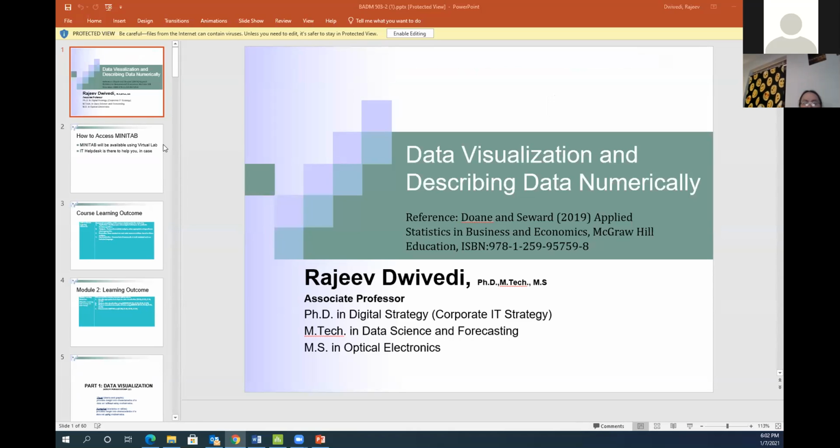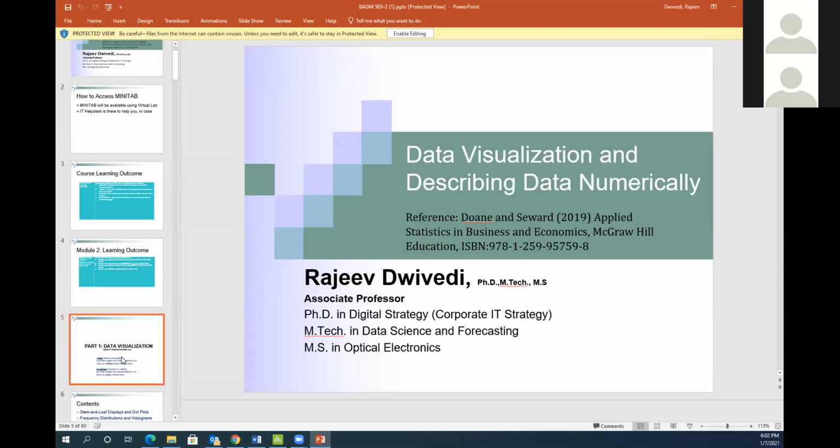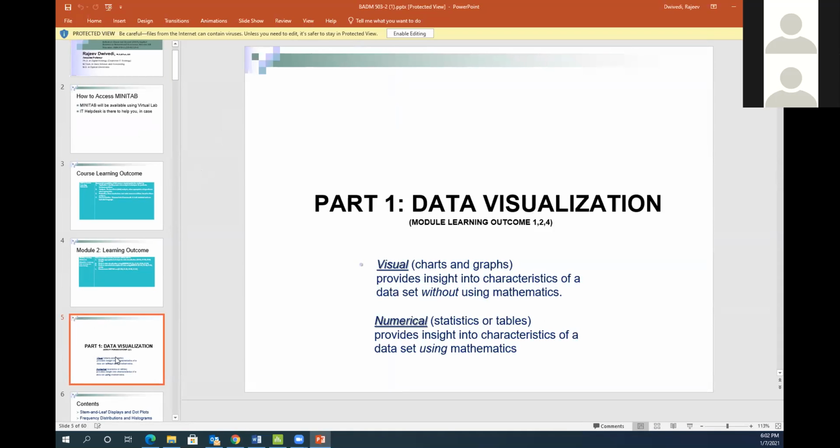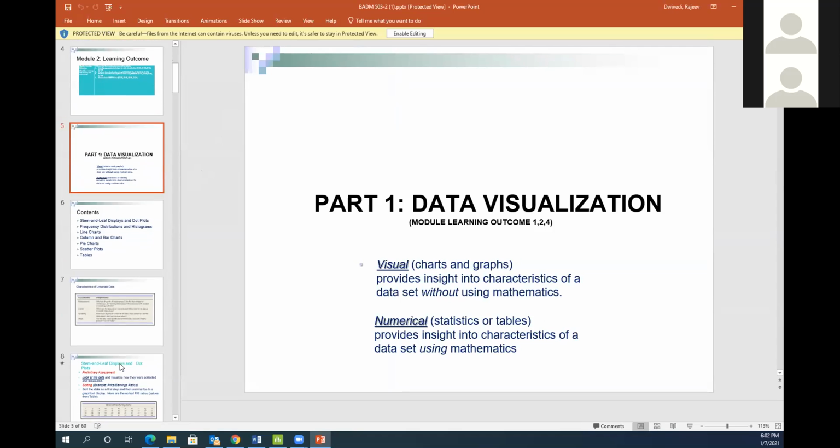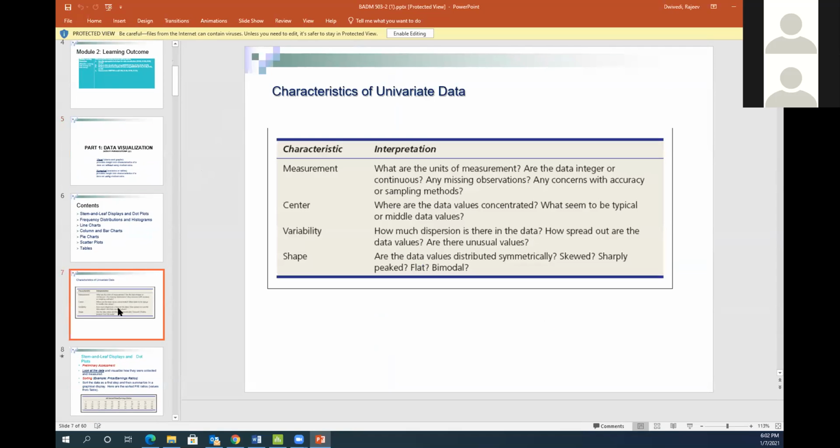What are the describing data numerically? Mean, mode, median, all the univariate analysis, they are under this. So why are we doing this? What is the purpose of this? The purpose is to understand the 4 characteristics of the data.